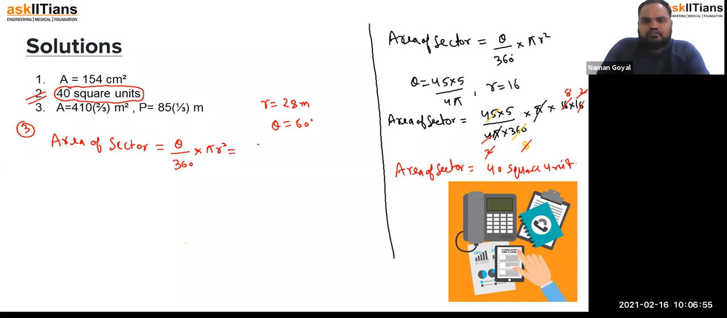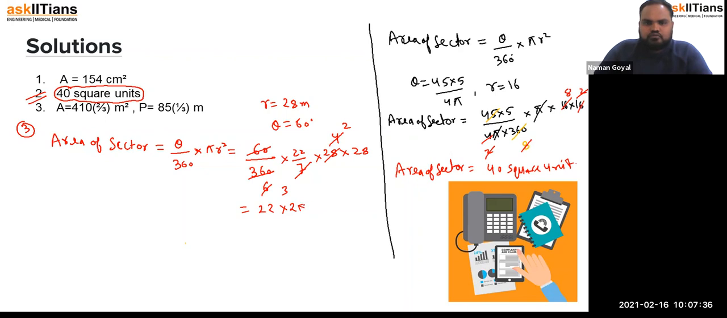Now theta is 60, so 60 upon 360 into pi, which is 22 upon 7, into 28 into 28. Now 60 will cancel out this by how much? 6 times. Then 7 fours are 28. Now 4 cancels 2 times and 3 times. So if you calculate the upper part, you will get 22 into 2, 22 into 2 into 28.